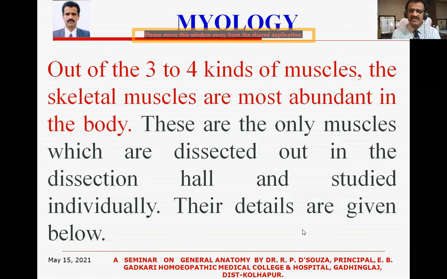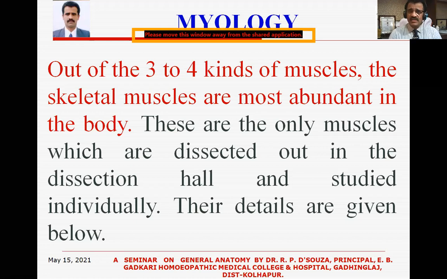I told you they are major. So there are 3 to 4 kinds of muscles, but skeletal muscles are the most abundant in the body. Most abundant means there are too many. I told you that there are almost 640 muscles in your body, in pairs of 320 on each side of the body, each half of the body.